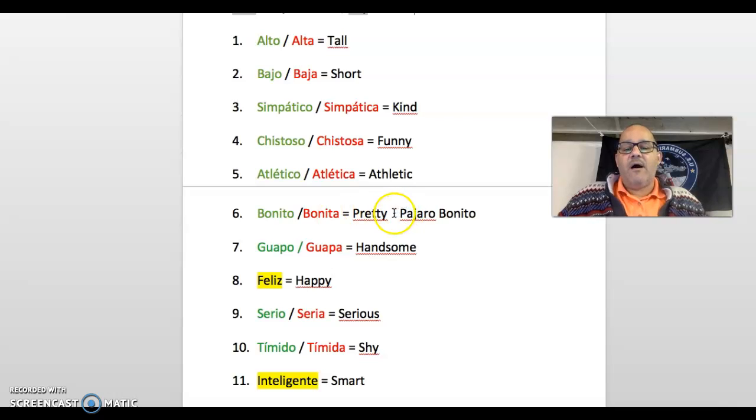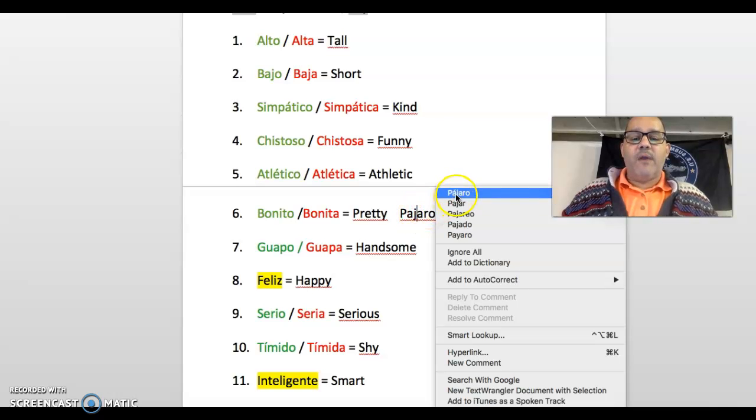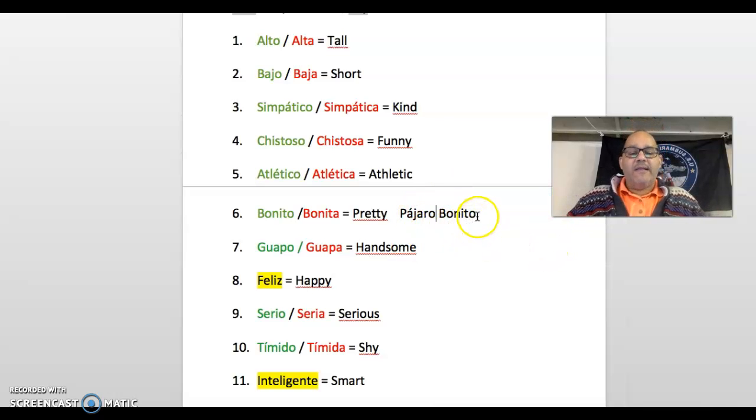And I gave you an example right here, pájaro bonito, pájaro being a bird. Well, if we are going to say, oh, look at that pretty bird, in Spanish, we have to say, oh, el pájaro bonito. Because pájaro ends with O, all right? Pájaro ends with O, and that means the adjective has to match the noun.